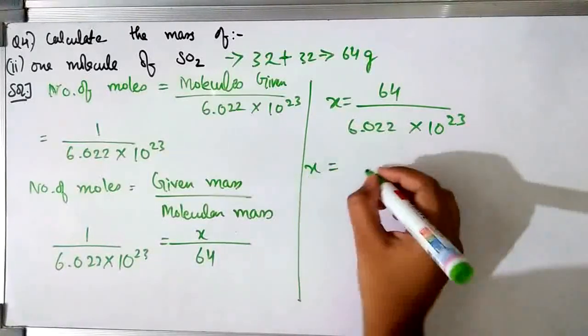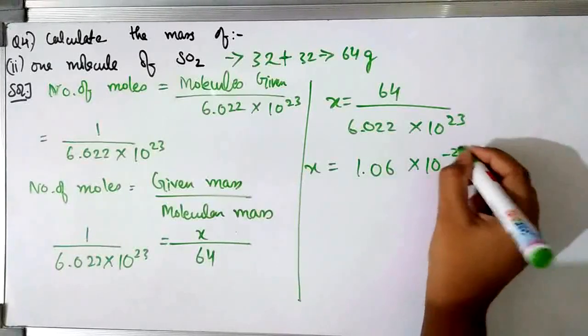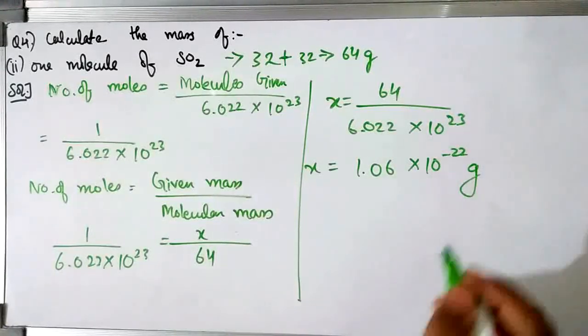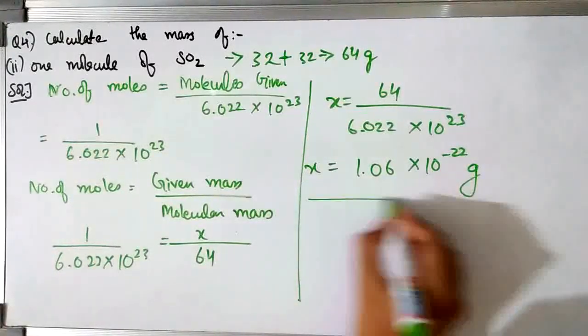So on further solving, what you get is 1.06 into 10 to the power minus 22 grams. So that is the mass of one molecule of sulfur dioxide. Okay, so we have got the mass.